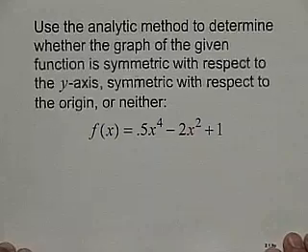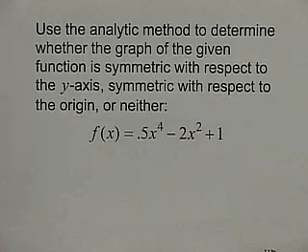Why don't you take a few minutes to try this next example on your own. Please use the analytic method to determine whether the graph of the given function is symmetric with respect to the y-axis, symmetric with respect to the origin, or neither. The function you're given is f of x equals 0.5 x to the fourth minus 2x squared plus 1. Go ahead and give this a try. Check back with me when you've completed it.